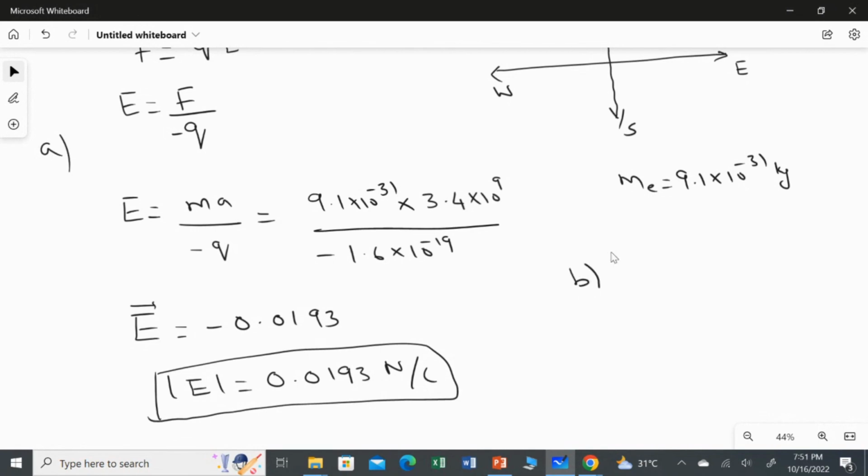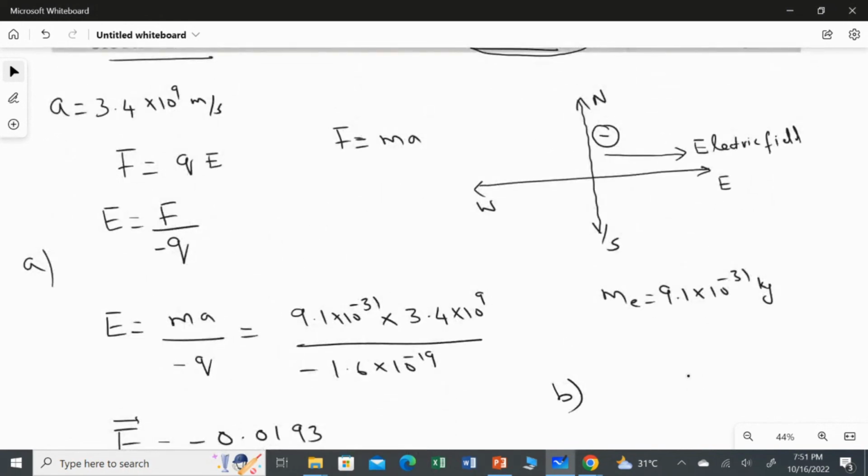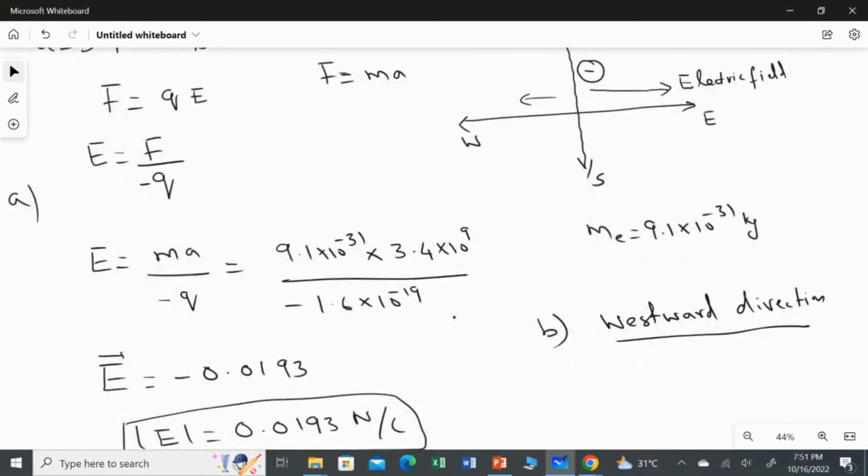What is the answer for the second part? We are going to find what should be the direction. So the electron will be moving in the leftward direction. If the electron is accelerated by the electrical field in the eastward direction, the electron will be moving in the opposite direction. So the electron will be moving in the westward direction. Or you can mention in terms of x-axis also. If this is positive x, this one is negative x. Or you can give the answer, the electron will be moving in the negative x direction. Clear? So this is the answer.